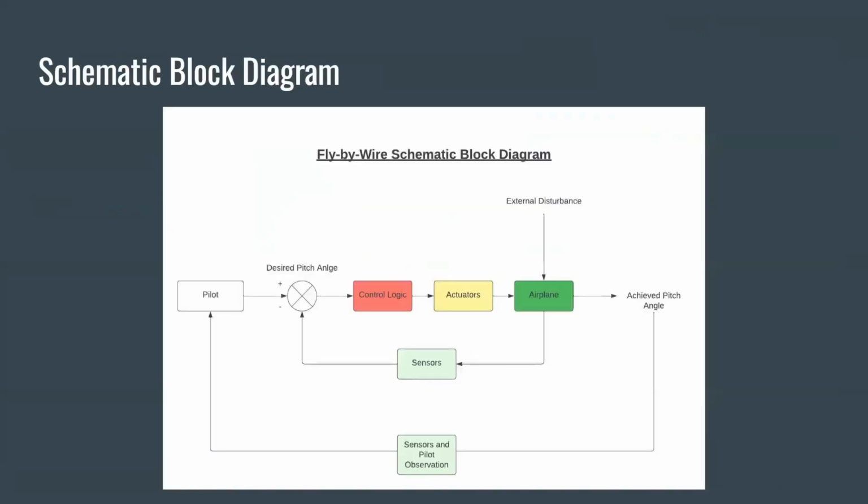So here we have the schematic block diagram, the inputs being the pilot and whatever is measured by the sensors, which then go on to affect the onboard computers, which affect the control logic, the actuators, and then the airplane, therefore achieving the desired pitch angle.